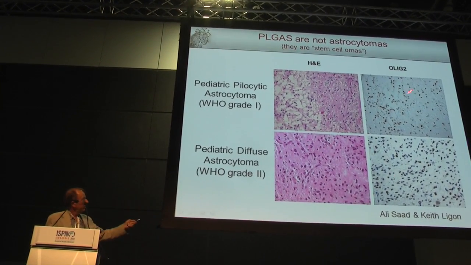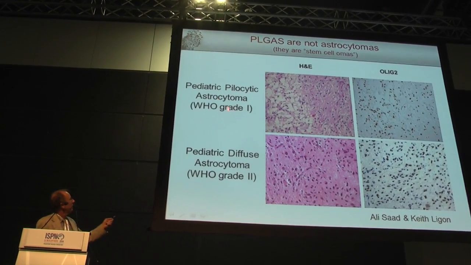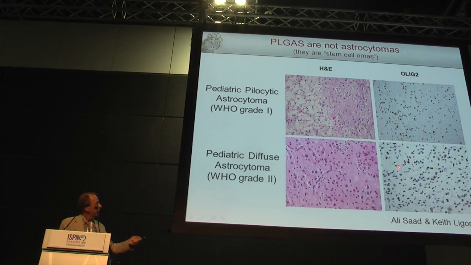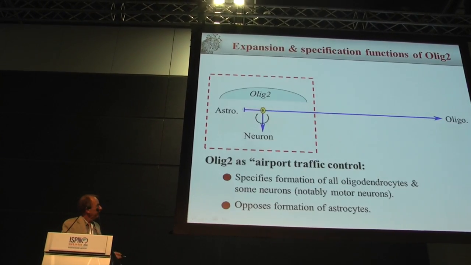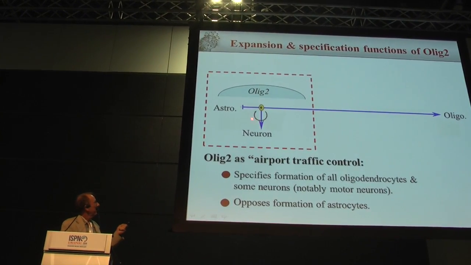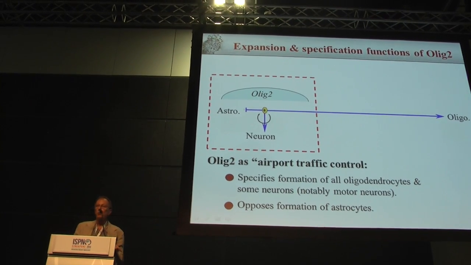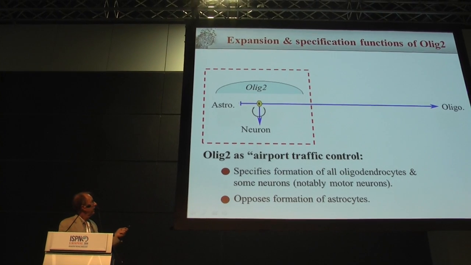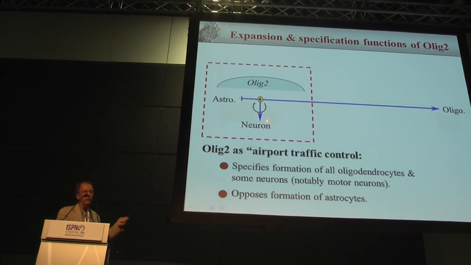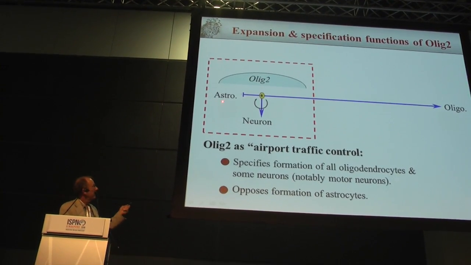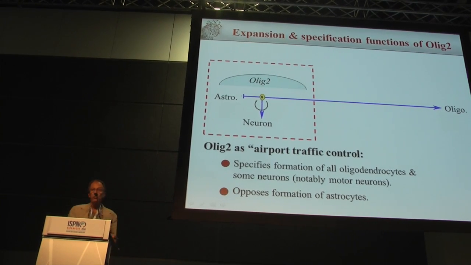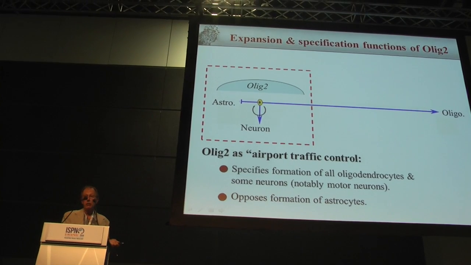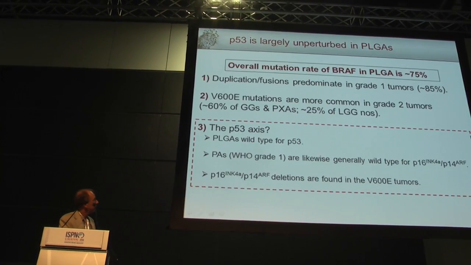If you do immunohistochemistry on these tumors for the neurogenic transcription factor Olig2, you see that they're chock full of Olig2. And this transcription factor serves as sort of airport traffic control in the fate choice decisions of neuroprogenitors during development. It is actually impossible for a cell to express Olig2 and be an astrocyte. Olig2 suppresses formation of astrocytes. So these are stem cell omas. And if you're building a mouse model, you really want to start with stem cells.